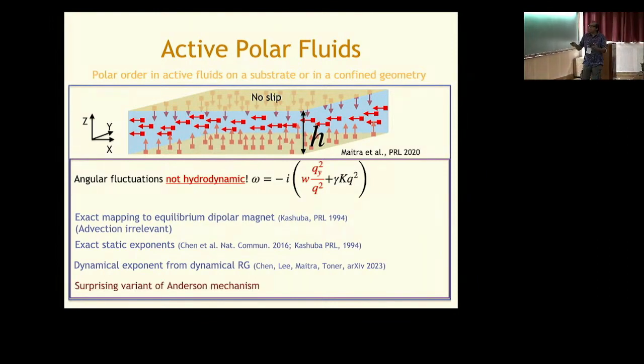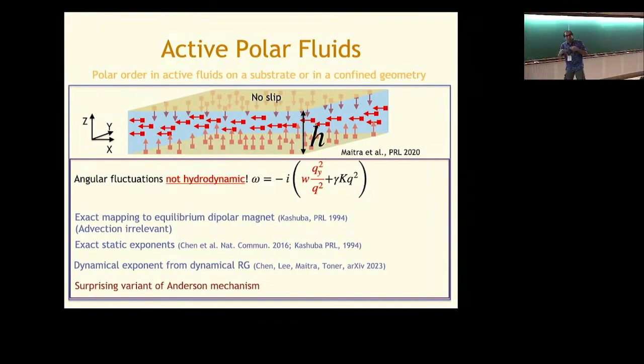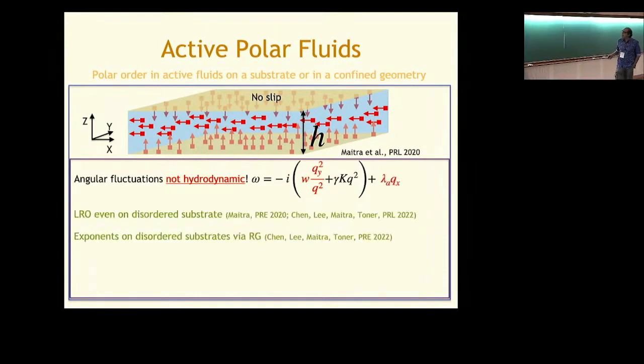And this sort of mass generation is a surprising variant of the Anderson-Higgs mechanism. The reason it's surprising is because the velocity field itself has a zero wave number relaxation rate. So what's giving you the long-range interaction is really the incompressibility. The incompressibility is on the velocity field, but because of the form of the polar activity, that incompressibility of the velocity field somehow gets transferred into an effective incompressibility of the polarization field, which is kind of surprising.